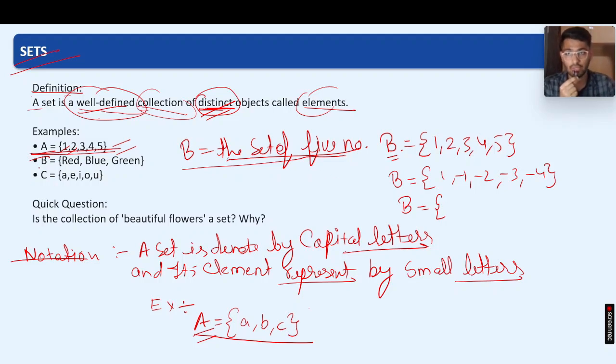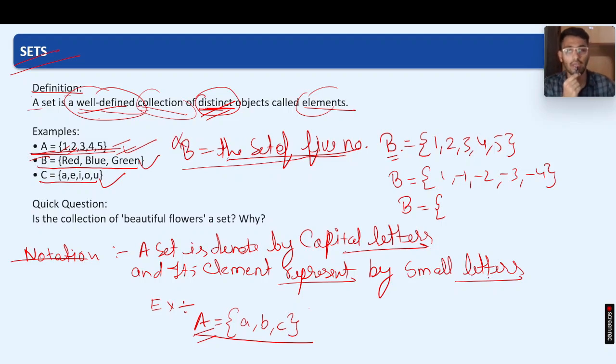In the same way, these are the colors. These are the fixed colors: red, blue, green. It is very well defined, so it is a set. Do you know which set it is? It is a set of vowels, and they are well defined because in the alphabet the vowels are fixed. You can define them in a very proper way. So that's why C is a set.